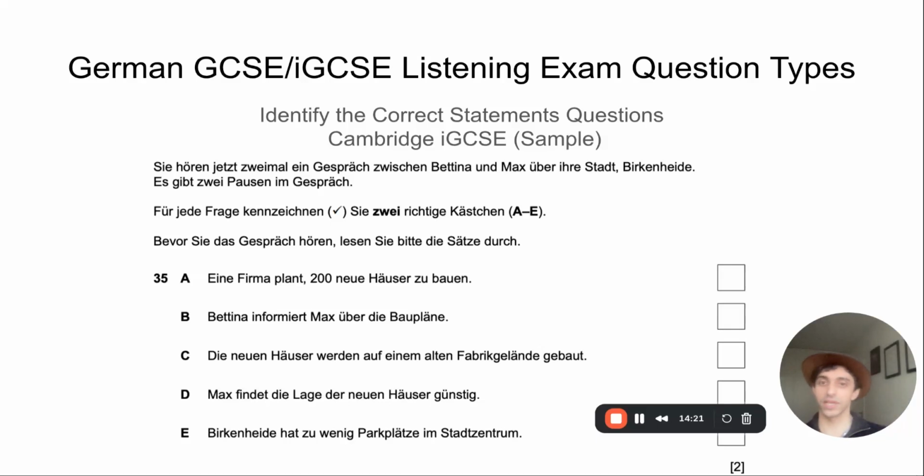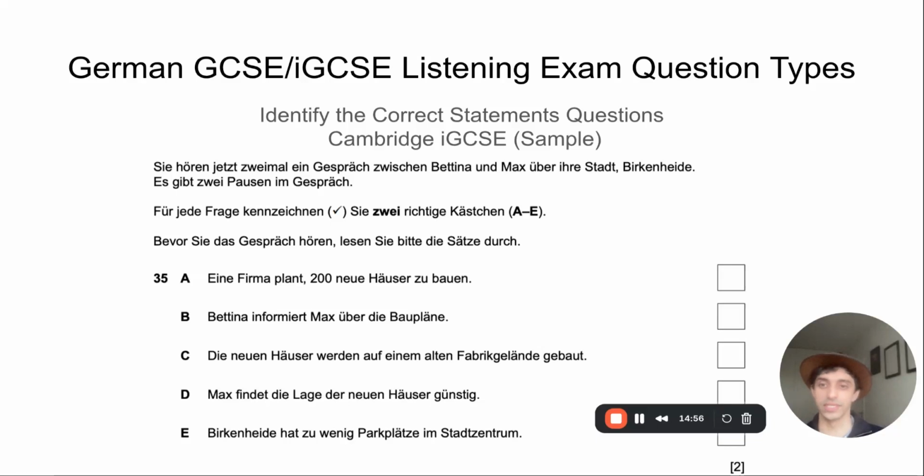For each of these identify the correct statement style questions, you will of course be presented with a certain number of statements. Here they are from A to E, and you will always have to select a certain number of them which are correct according to the information provided in the audio. Here you have to tick 2 correct statements out of 5, but be aware that those numbers can vary. You might have to select 3 correct statements or more, and you may be presented with more than 5 statements as well, or a different number of statements.